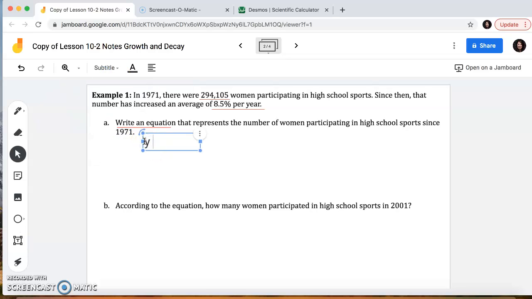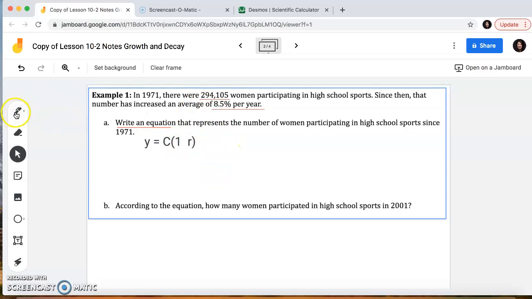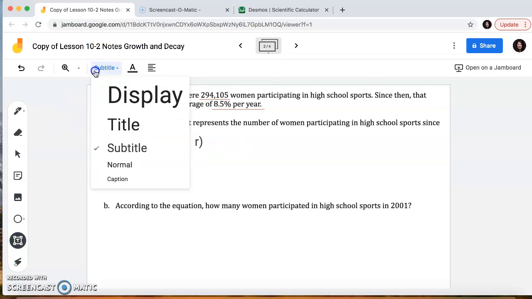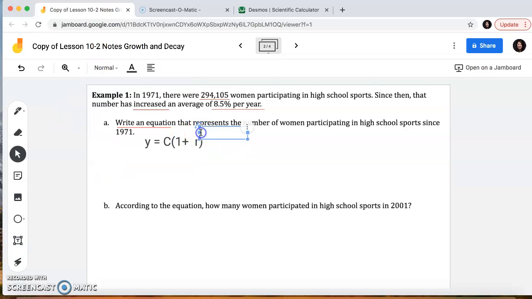So we're going to have our equation that we saw on the previous page, but we need to decide, is it going to be a plus sign or a minus sign between the 1 and the r? And then we know it'll be raised to the power of t. See how here it says increases? That means it's going to be a plus sign. So we're going to need a plus sign here, and then it's going to be raised to the power of t.